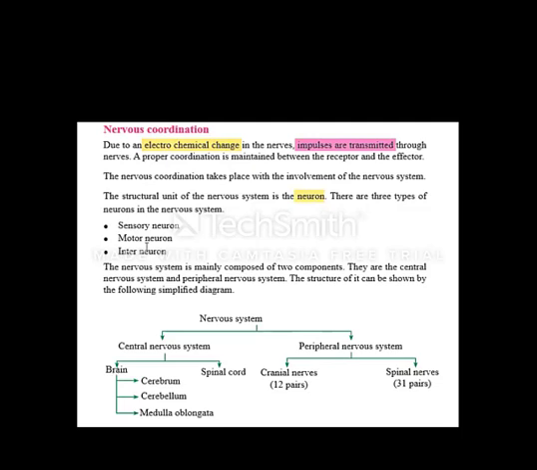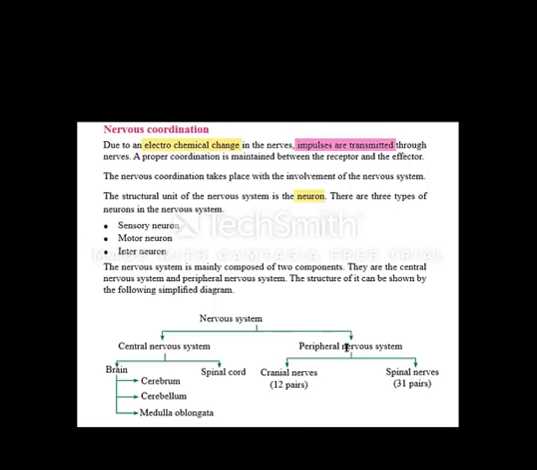Now, just have a look at this flow chart of the nervous system. The nervous system can be divided into 2 major parts: the central nervous system and the peripheral nervous system. Right? Okay. Now let's move on to the peripheral nervous system. So the peripheral nervous system includes the nerves arising from the brain and the spinal cord.